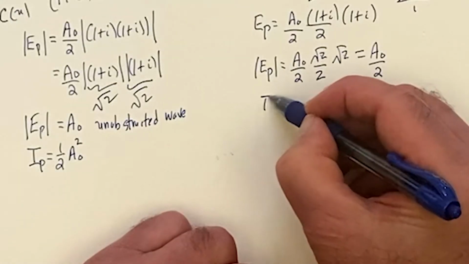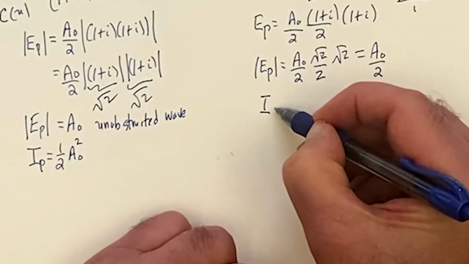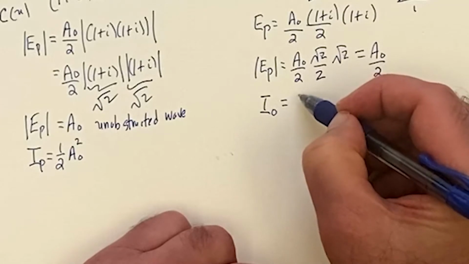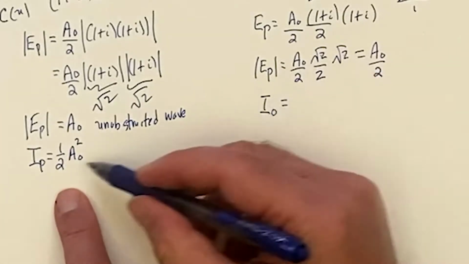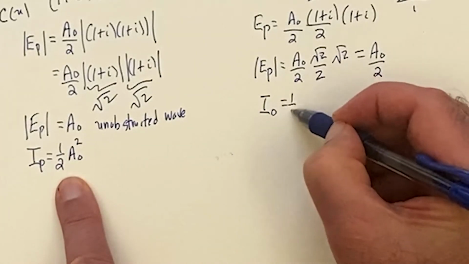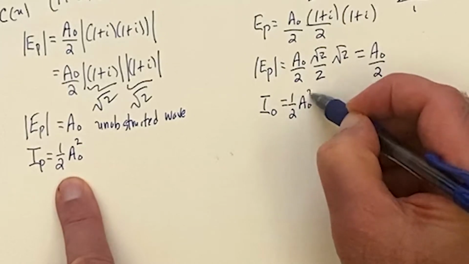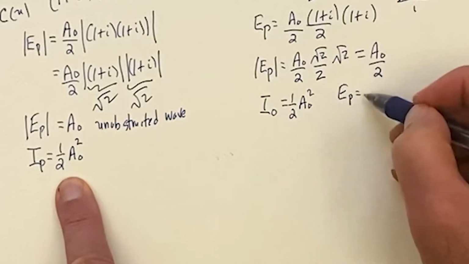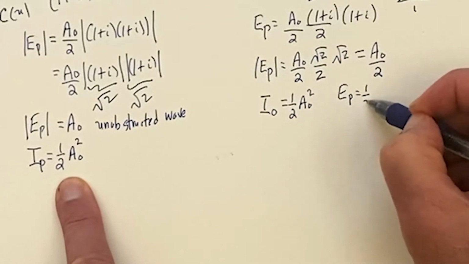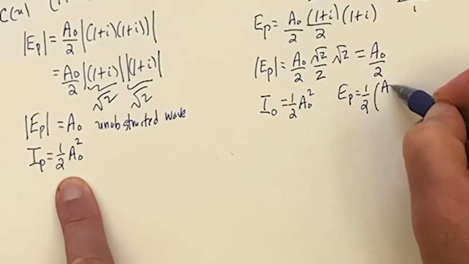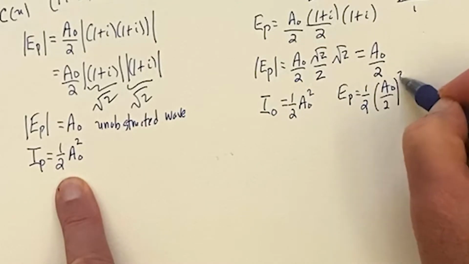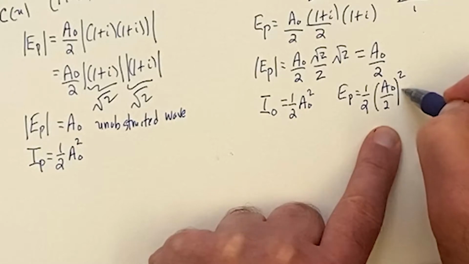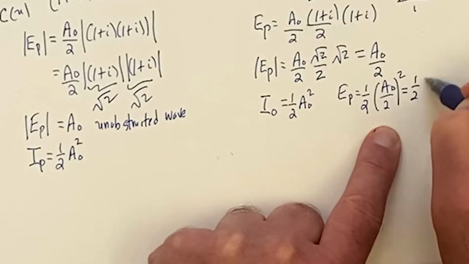All right. So the irradiance, remember the irradiance of the unobstructed beam, we had this earlier, is 1/2 a naught squared. So when you do it with the half plane being blocked, it's 1/2 times this thing squared. So since the amplitude had been reduced by 2, this is going to get you 1/4. See, this will be 1/4.